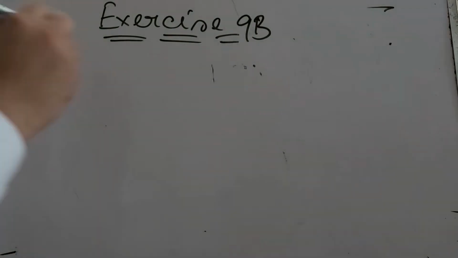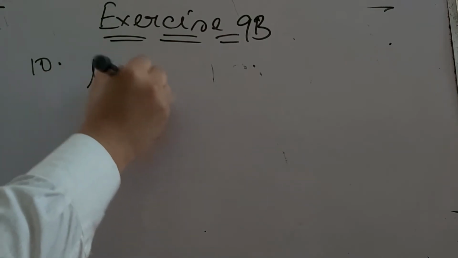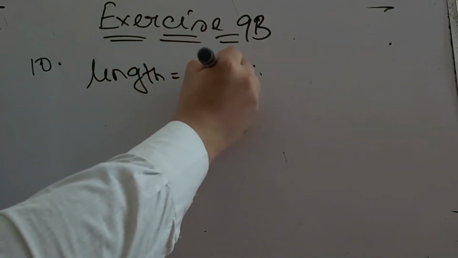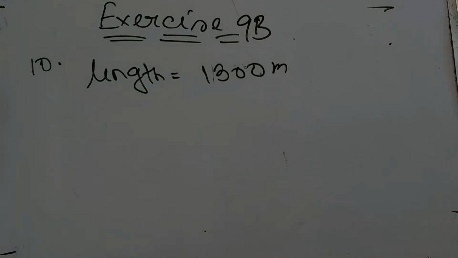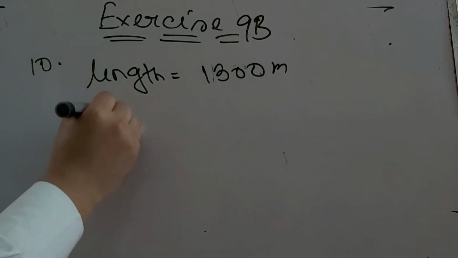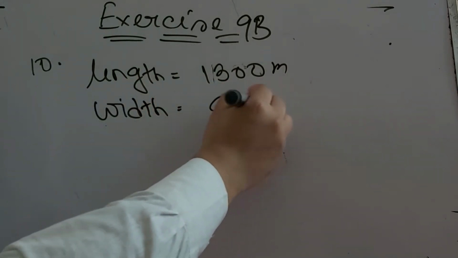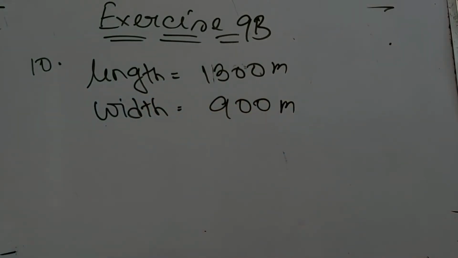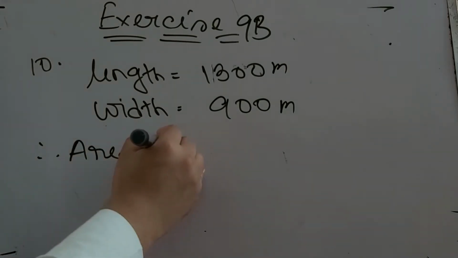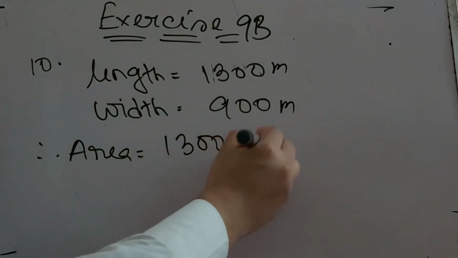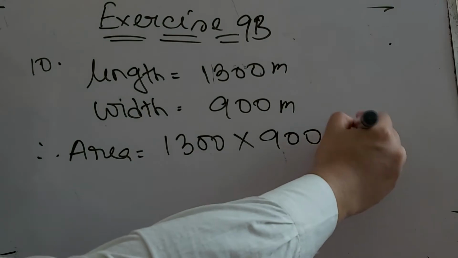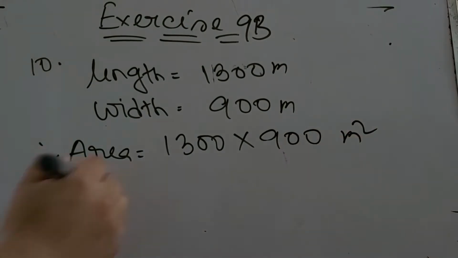So here the statement will be length equal to 1300 meter. And what about the width? Width equal to 900 meter. Then what will be the area? We already know that area equal to length into width, that means 1300 multiplied by 900 square meter or meter square. That means we have to do the multiplication.